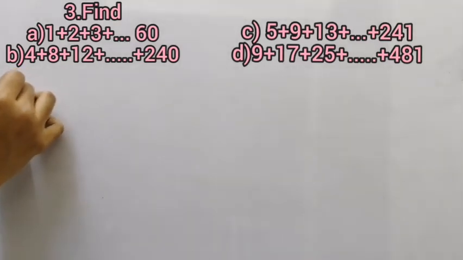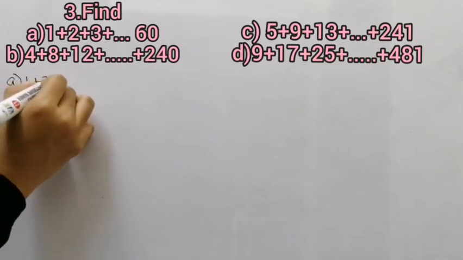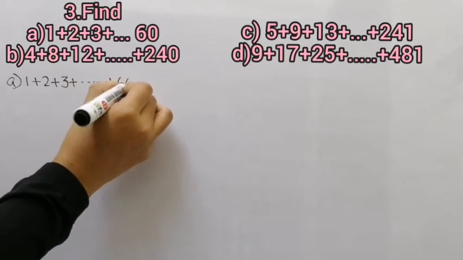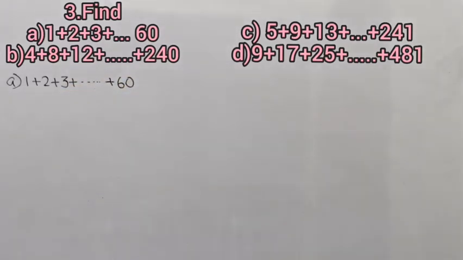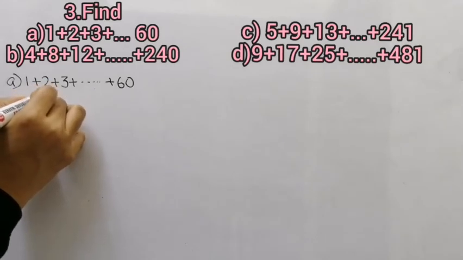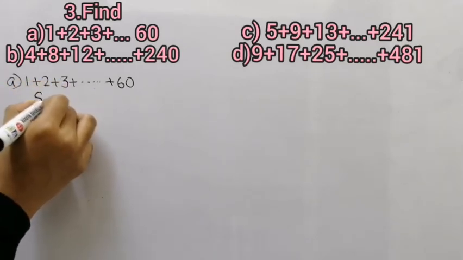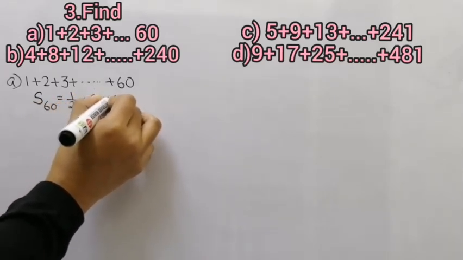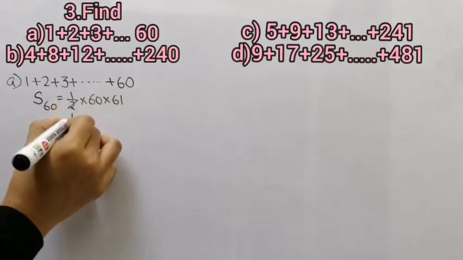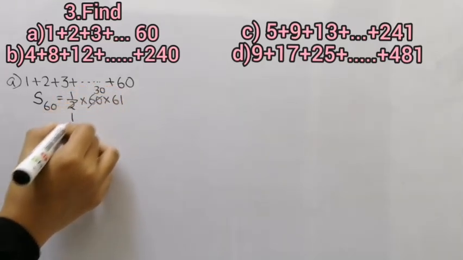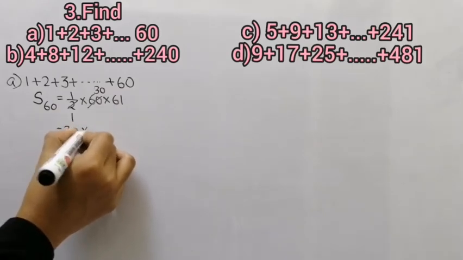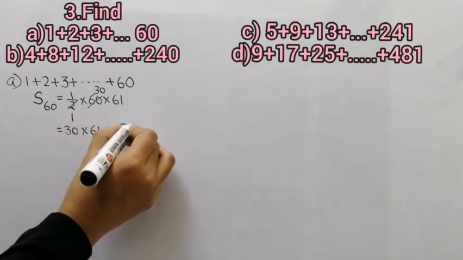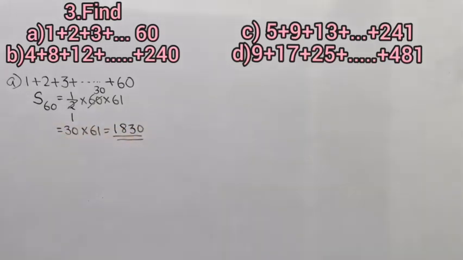A. 1 plus 2 plus 3 up to 60. Okay. So we know they are natural numbers starting from 1. So what is the formula? There are 60 terms from 1 to 60. So what is the formula? Half into last term into its next term. So here you can cancel 2 ones and 2 into 30. So here you have 30 into 61, which is equal to 1830. Okay.